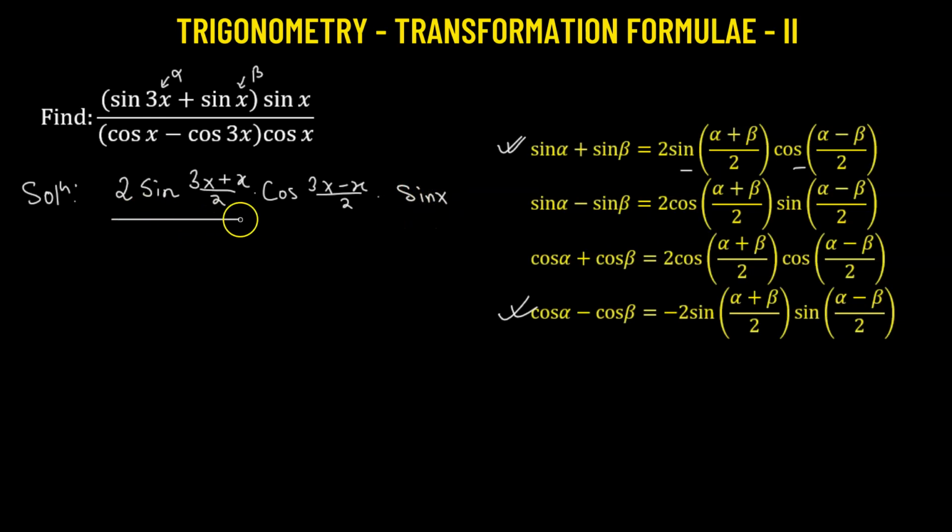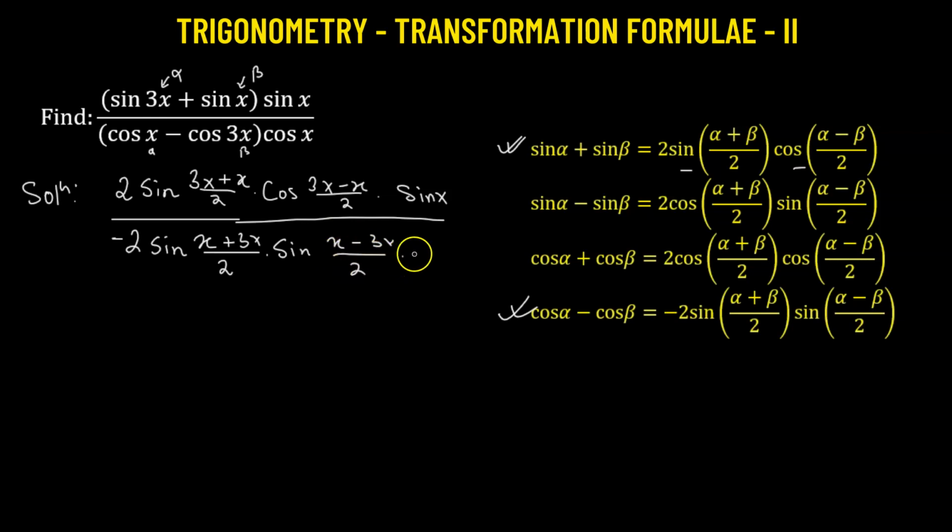Whole divided by, now in the denominator, we have cosine of x minus cosine of 3x. Now we are going to treat x as alpha and 3x as beta. So that means we will now get negative 2 times sine of angle alpha plus beta divided by 2, multiplied by sine of angle alpha minus beta divided by 2. And we also have cosine of x multiplied to it.